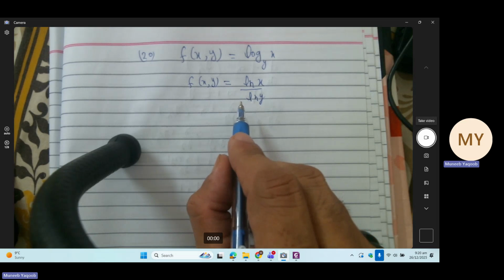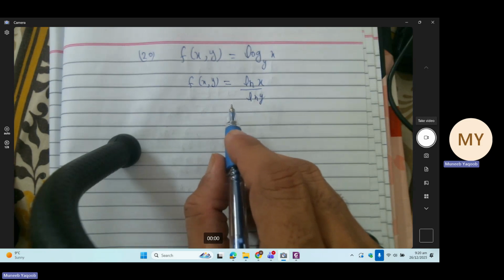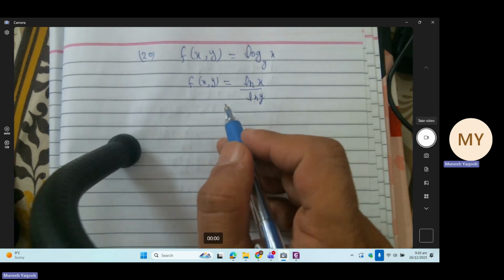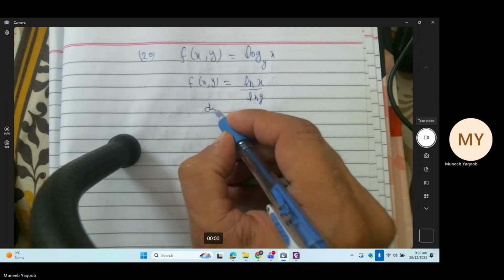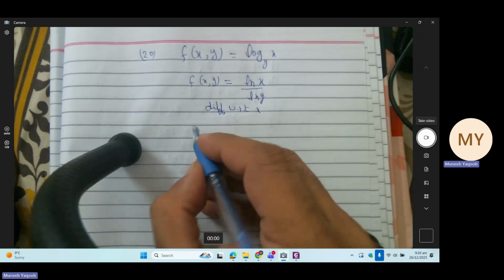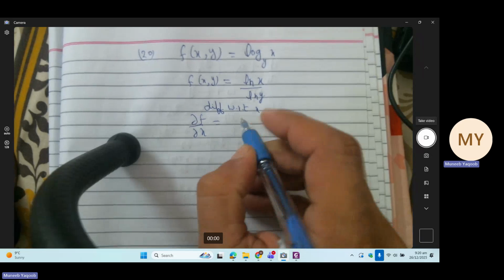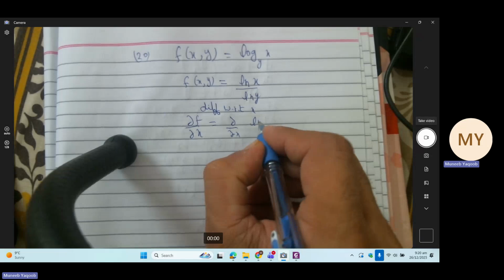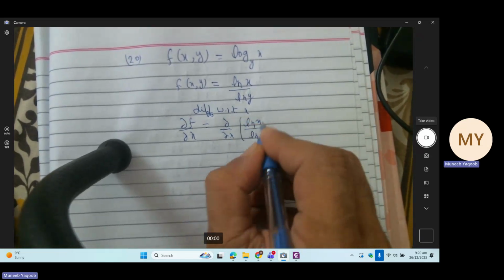So now the base of this function f is not y anymore, rather it is e, that is the exponential or the natural log. So e is basically the base of this function now. Now we need to differentiate it with respect to x. So we will write, differentiating with respect to x. So it will become del f by del x is equals to del by del x of ln of x divided by ln of y.